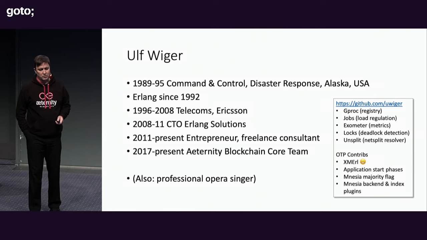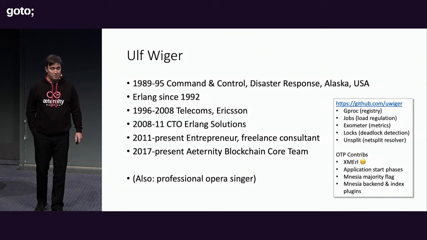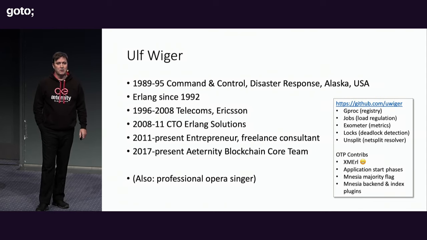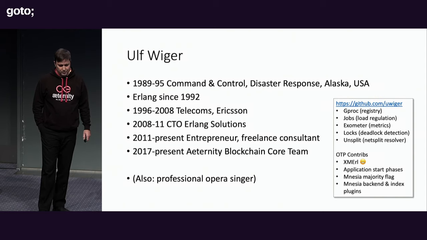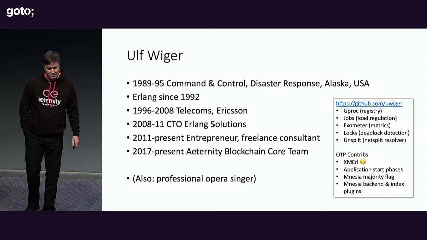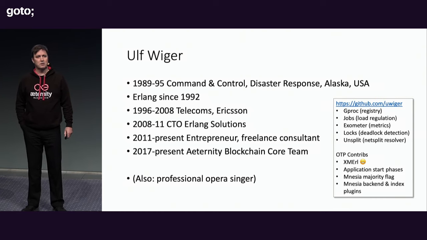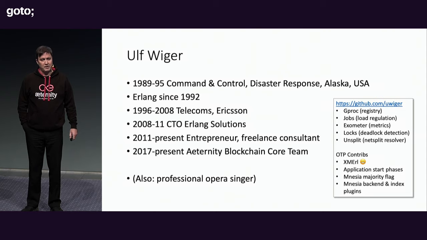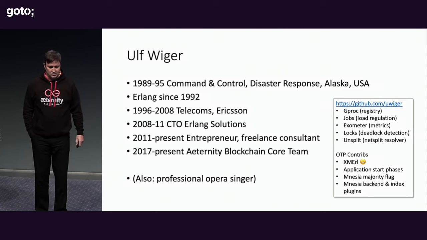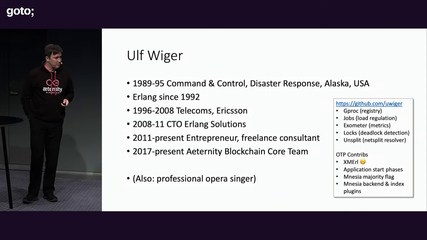In the Erlang community, you will find some components on GitHub that I'm responsible for: a fairly popular process registry called GPROC, a load regulation framework called Jobs, a metrics package called Exometer, a slightly weird distributed locker, and a small experiment called Unsplit, which is surprisingly used by a lot of people who worry about net splits in the Erlang database. I also have a couple of contributions that are actually part of OTP, one called XML, and apologies to those who have tried to use it and don't like it much. I'm not terribly proud of that, but I was the first to build an XML package in Erlang. And a few other things, partly related to Mnesia, the database, which has been a special interest of mine.